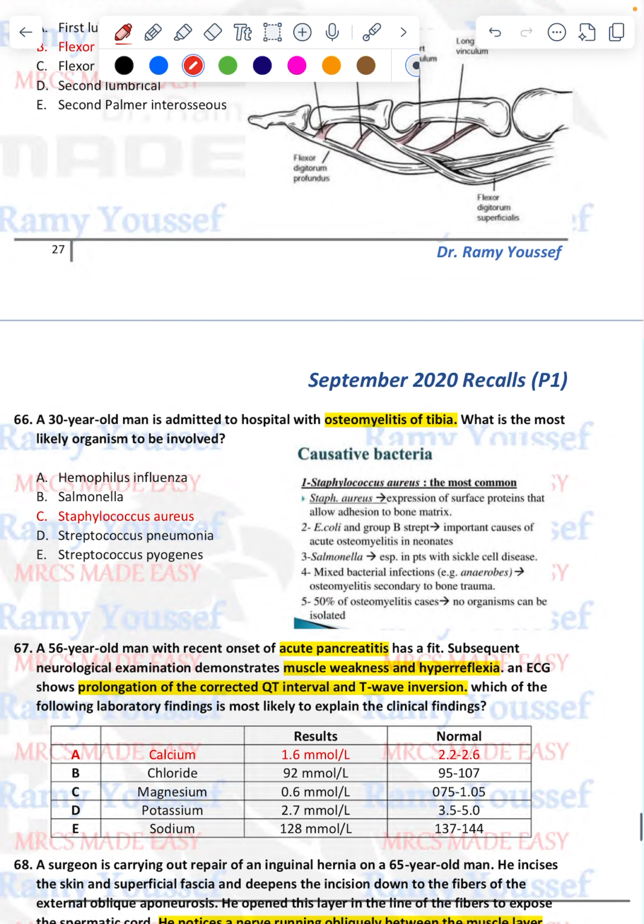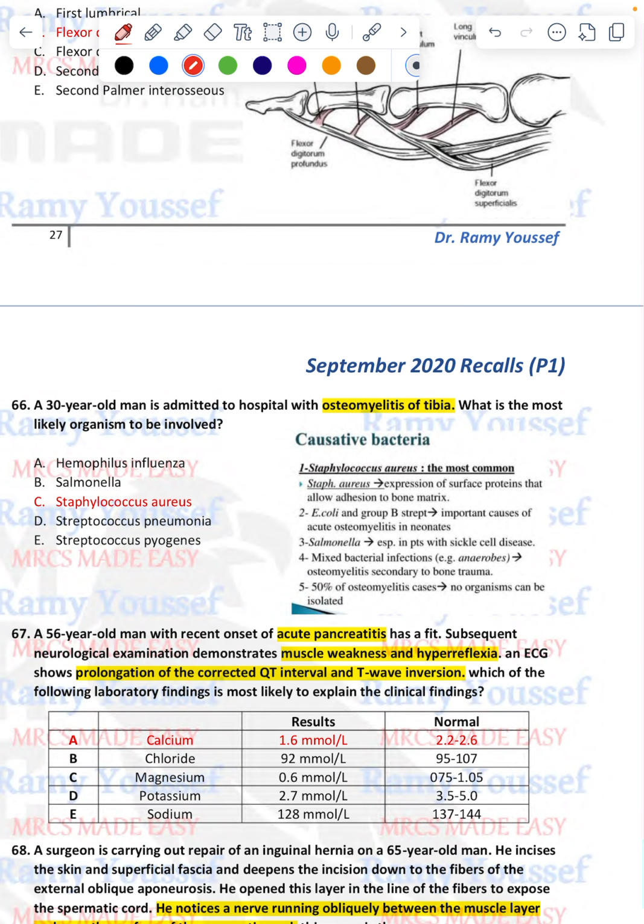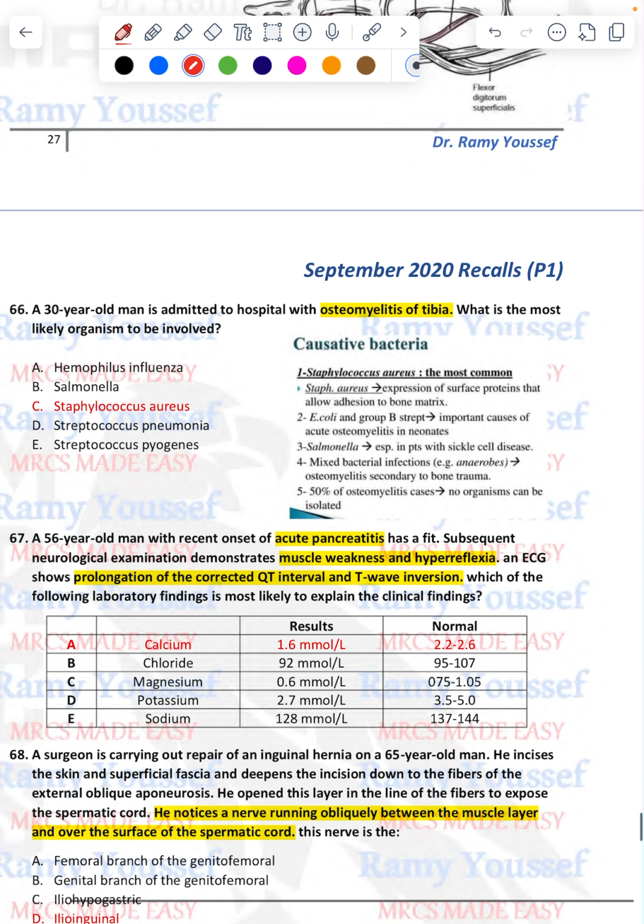Okay, decreased. A surgeon is carrying out repair of an inguinal hernia. He incises the skin, deepens the incision down to the fibers of the external oblique. He opens the layer and exposes the spermatic cord. A nerve which is coming anteriorly is the ilioinguinal nerve, deeply is the genital branch of the genitofemoral nerve.